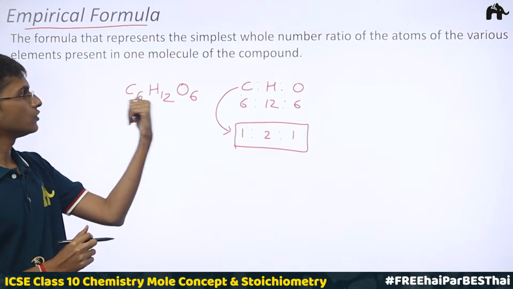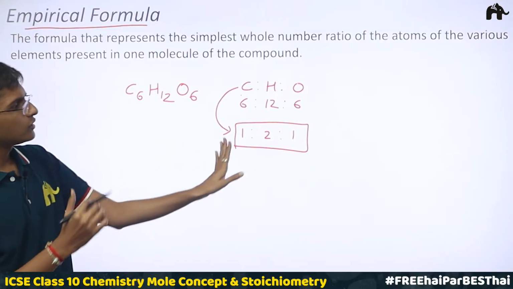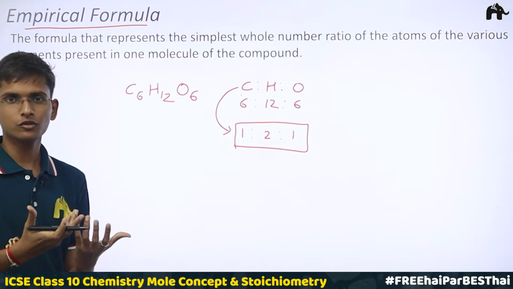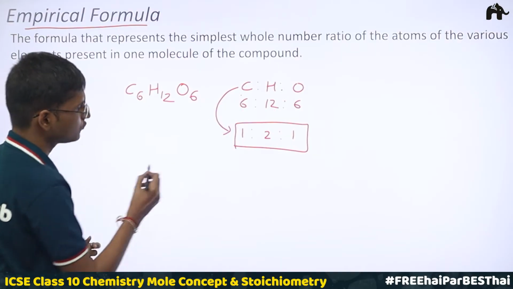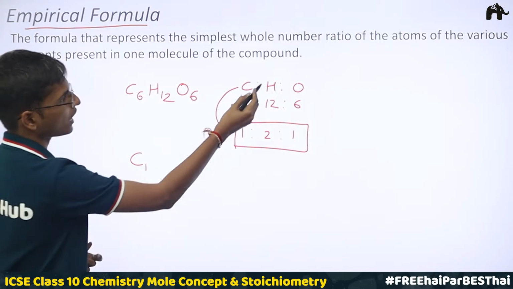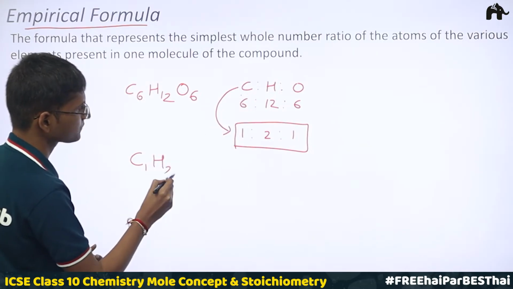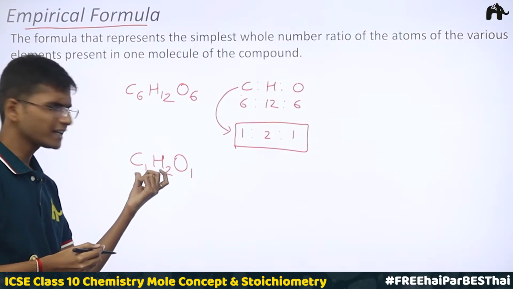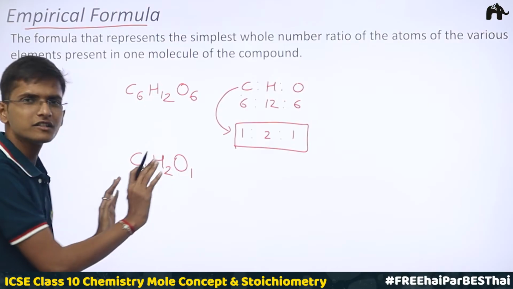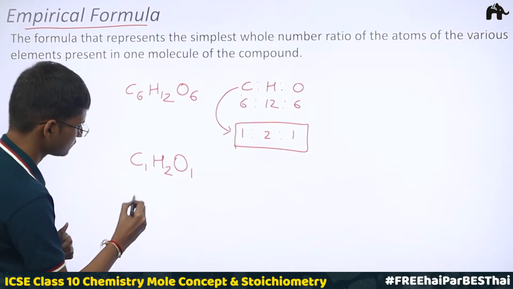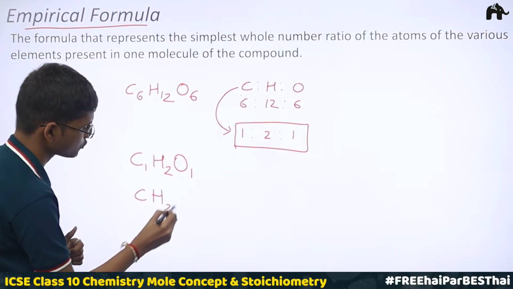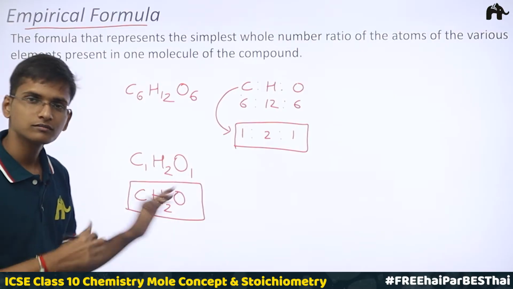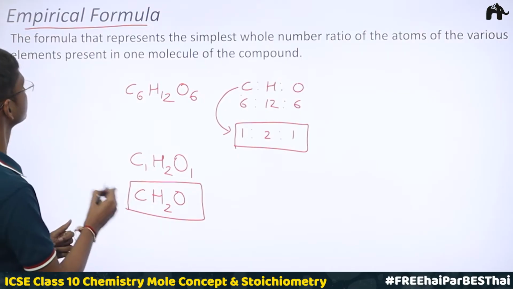Now if I would write the formula by using this simplest whole number ratio, how would that formula look? Carbon 1, hydrogen 2 atoms, oxygen again 1 atom. If I just don't write this 1, it's also fine. So simply I can write CH2O. Now this formula which I have derived, that's the empirical formula.